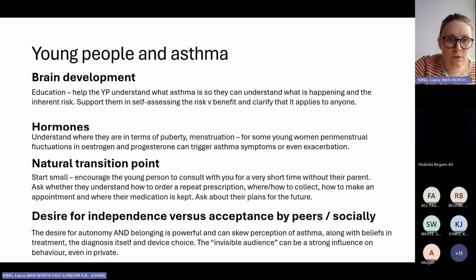And in terms of development, we've also got hormones. I don't need to tell anyone here that adolescence is a tricky time for hormones. There's lots of hormonal changes. We've got puberty, we've got various other things. We've got young women who will be menstruating for the first time. That can be a huge trigger for asthma.